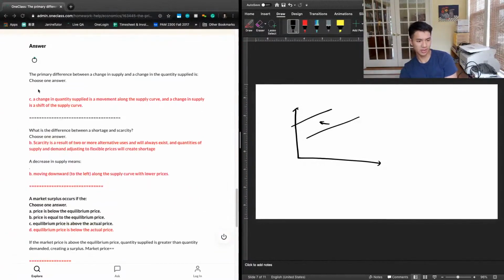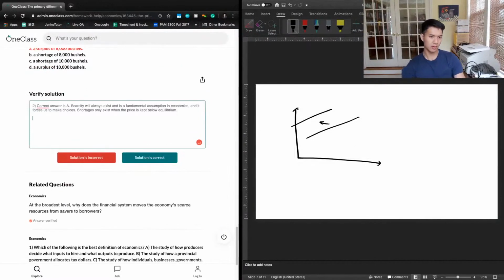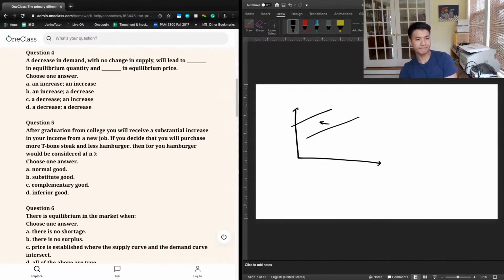Let's take a look at the previous year's answer. So they said B, moving downward to the left along the supply curve with lower prices. So looks like they got that one wrong as well. And so for 3, the correct answer is A. A decrease in supply refers to a shift left. A decrease in quantity supplied refers to a movement left. So 3 is going to be A.